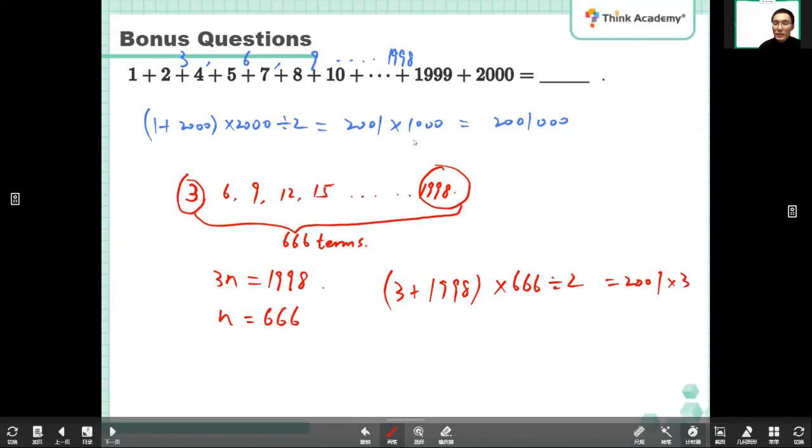2001 times 333, because we can do 666 divided by 2 first. And on top, we have 2001 times 1000, and we're taking away 2001 times 333. So we can take out the common factor, 2001. 2001 times 1000 minus 333, and that will be 2001 times 667. I'm sure you can all do this multiplication on your own.